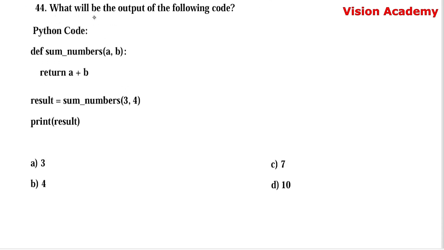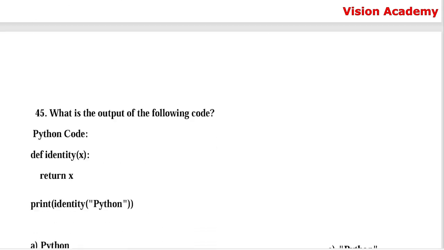Question number 44. What will be the output of the following code? Python code. Here we have defined a user defined function called sum numbers. A and B, both of these two are parameters, and it is returning A plus B. Here we are calling the same function by passing 3 and 4 as argument to the function. It is going to perform addition of both of these two numbers. 3 plus 4, it will become 7. So 7 will be printed here. So hence option C, 7 will be the right answer.